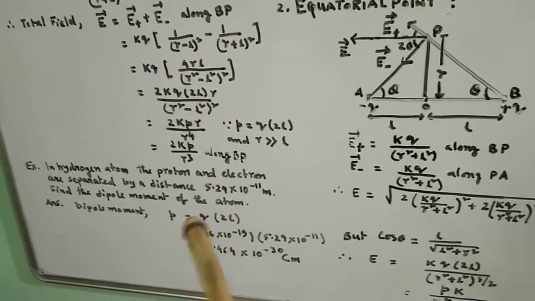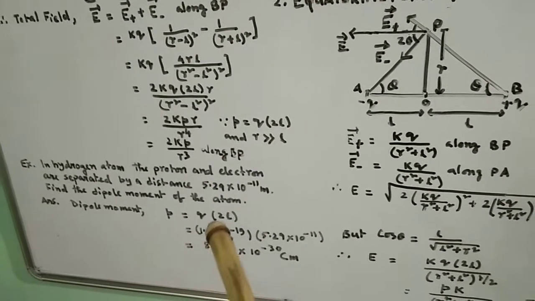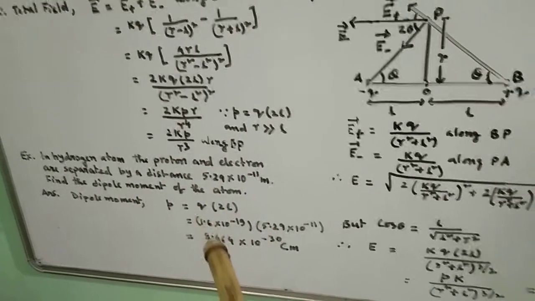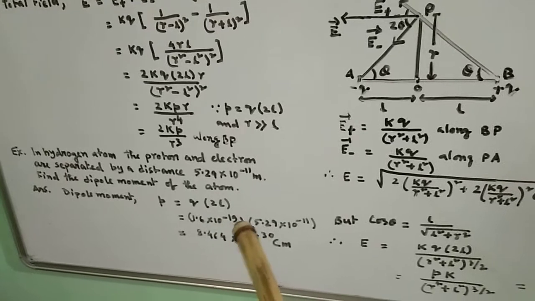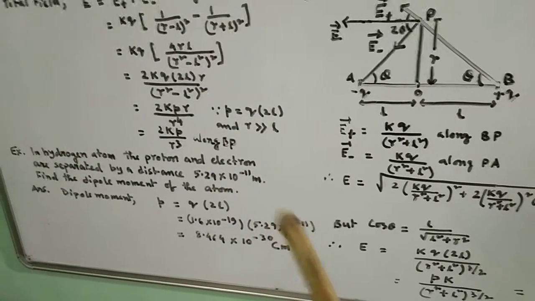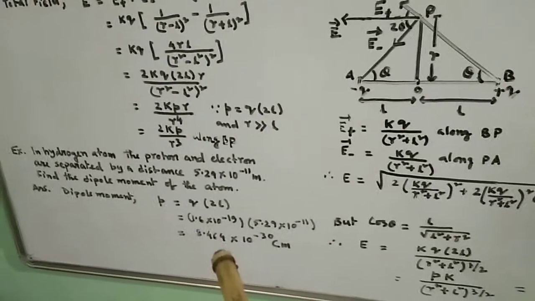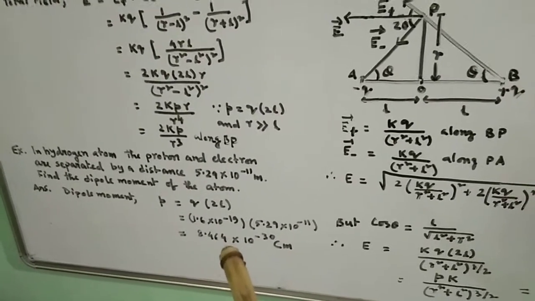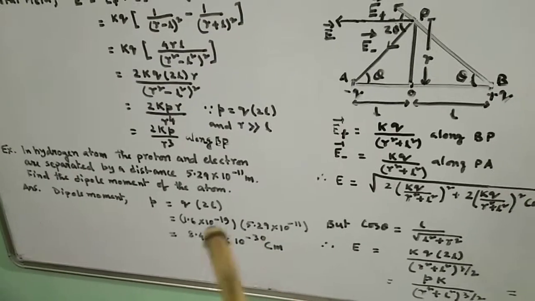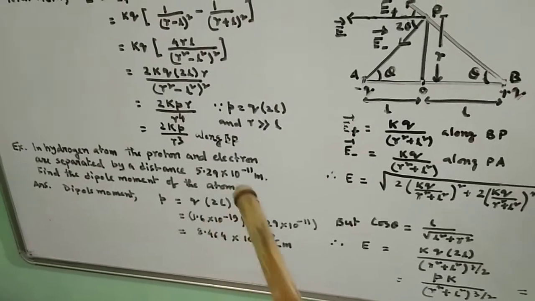If you substitute, p equals q times 2l, so it comes out to be: q is the magnitude of the electron and proton charge, either one you can consider, 1.6 into 10 to the power minus 19 coulomb, and the separation is 5.29 into 10 to the power minus 11. If you simplify this, it comes out to be 8.464 into 10 to the power minus 30. That is coulomb meter, q for coulomb and this is for meter.